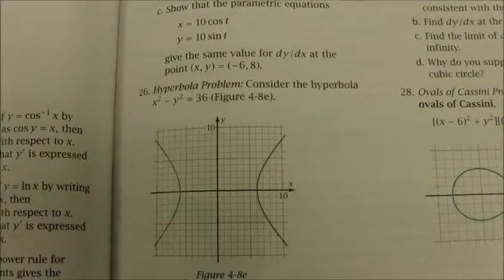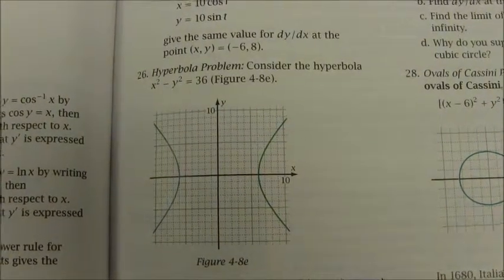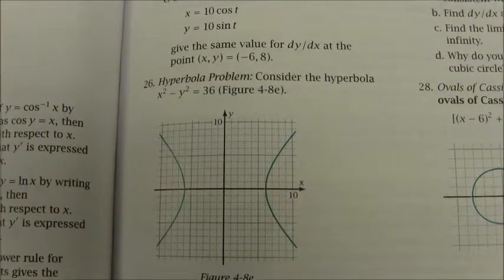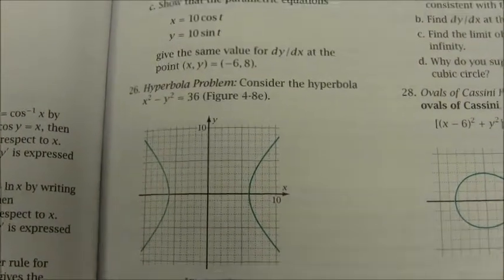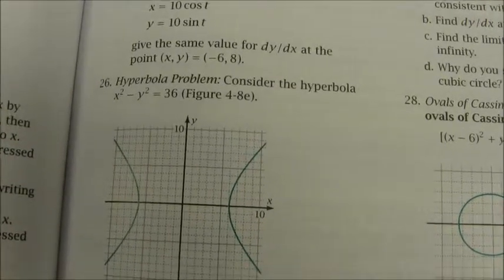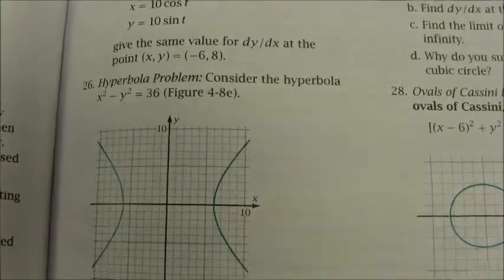I'm going to take a look at problem number 26 from section 4.8. This is the implicit differentiation section. You can see a hyperbolic graph here, x squared minus y squared equals 36. And this is a pretty basic example of a hyperbola problem. I'm going to change the problem just slightly.